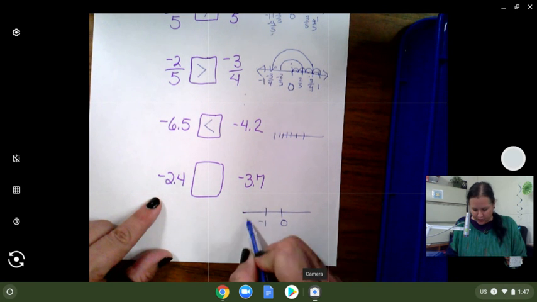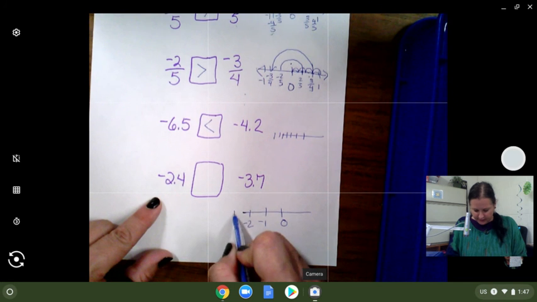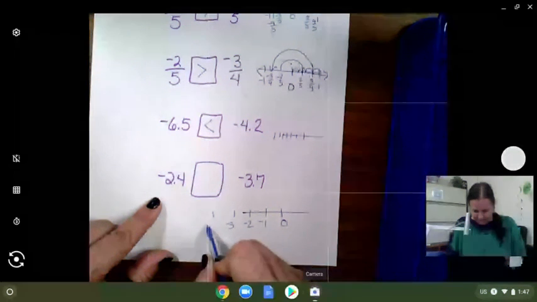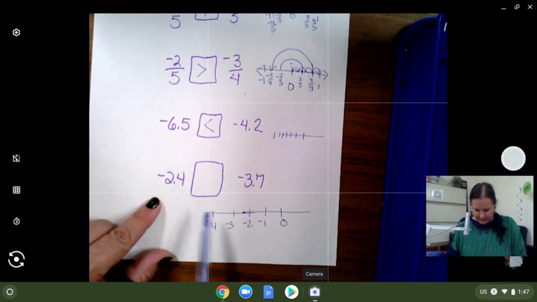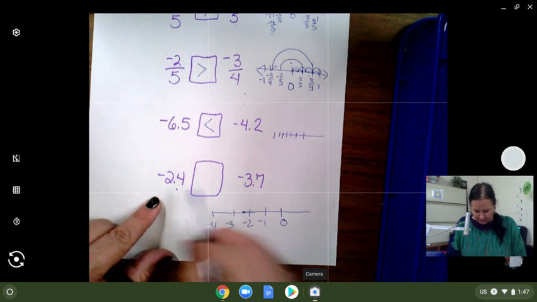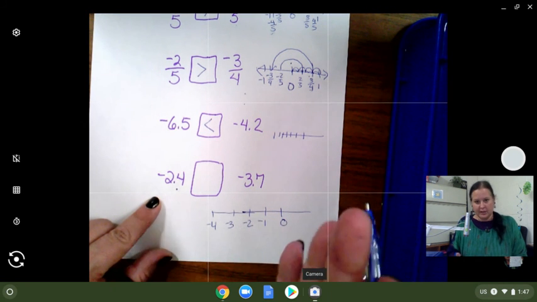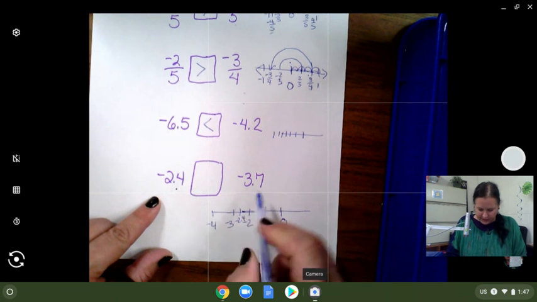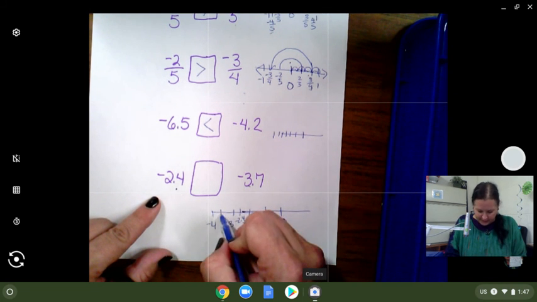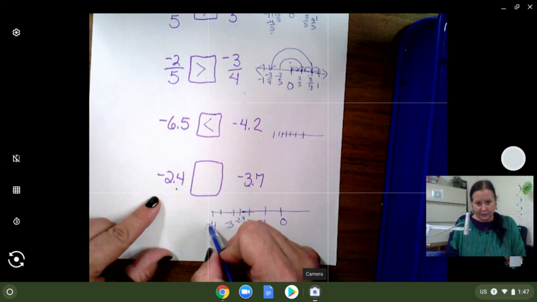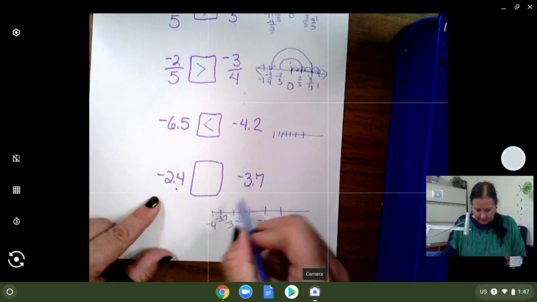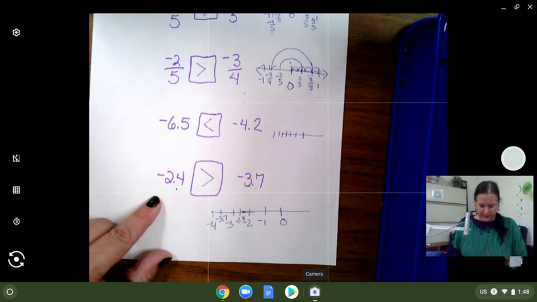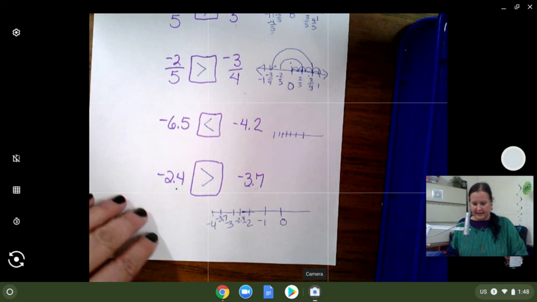All right, and another pretty easy one here, because we're going to start at the 0. This would be our -1, -2, -3, -4. And this is a little smaller than a -2, so it'd be a -2.4. This one would be a little smaller than the -3. It'd be between the -3 and the -4. So this one will be smaller. So -2.4 is greater than -3.7.